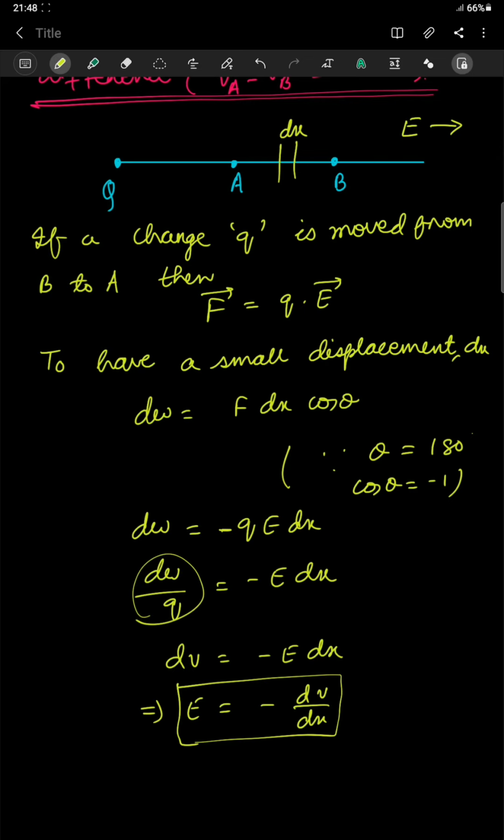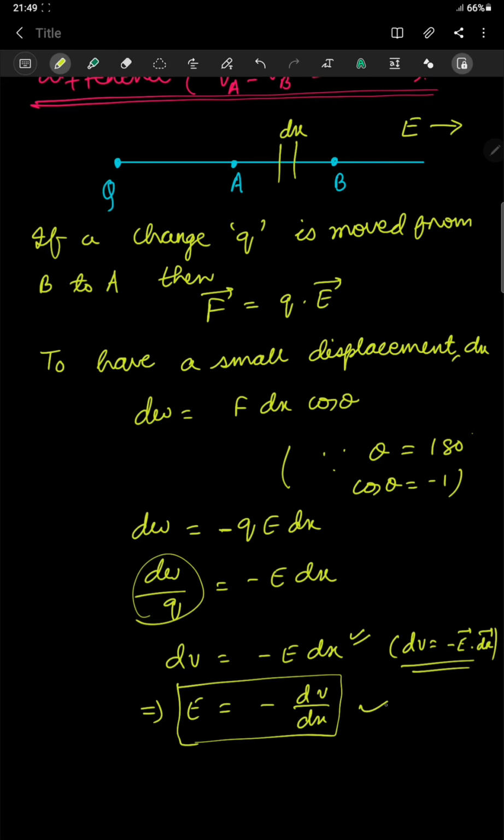Okay, now this equation can also be written in a general form. The general form will be dV is equal to minus electric field dot dr vector. R vector means position vector. This will be used while doing some problems also.